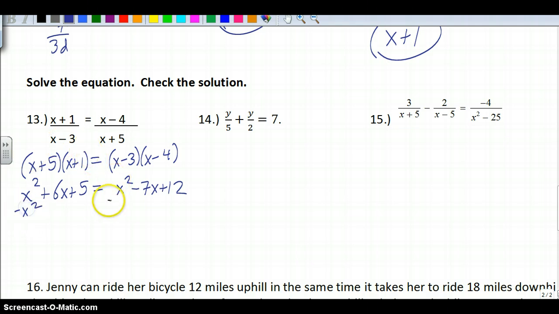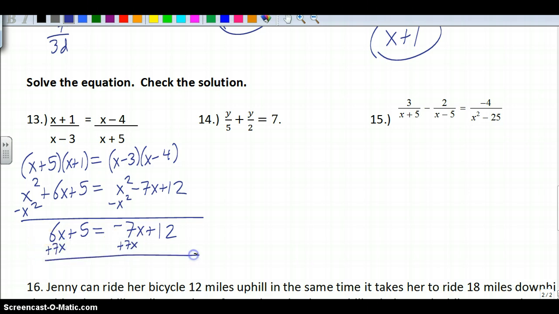You'll notice I can subtract x squared from both sides of the equation, and there is absolutely no x squared. So no need to worry about quadratic formula or anything here. Go ahead and add 7x to both sides. I'm going to subtract 5 in the same step. So 7x plus 6x is a total of 13x. And that equals 12 minus 5, which is 7. And divide, and you get x equals 7 over 13.